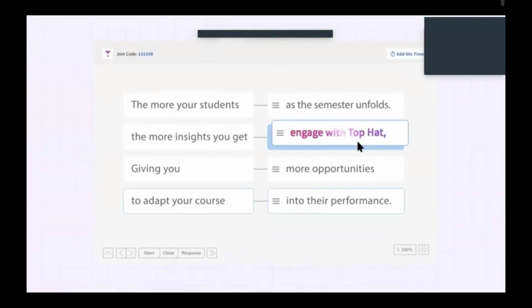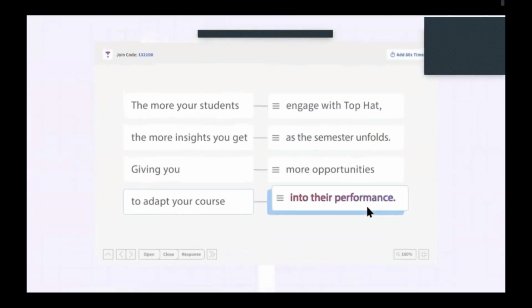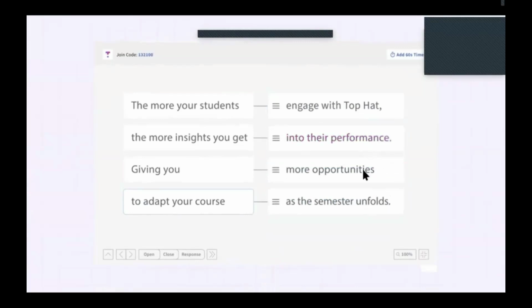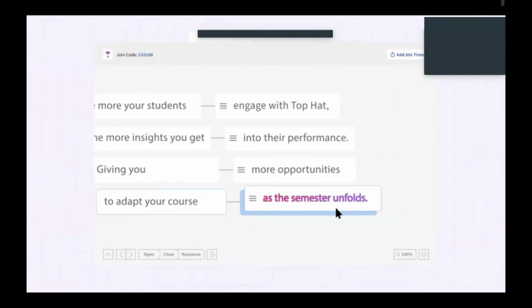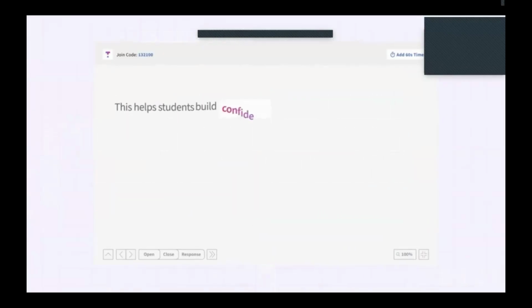The more your students engage with Top Hat, the more insights you get into their performance, giving you more opportunities to adapt your course as the semester unfolds. This helps students build confidence and drive better comprehension.